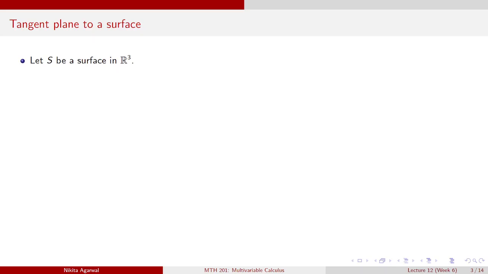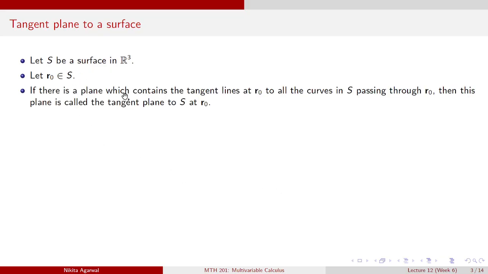So let S be a surface in R3 and let R0 be a point in S. If there is a plane which contains the tangent lines at R0 to all the curves in S passing through the point R0, then this plane is called the tangent plane to S at R0.